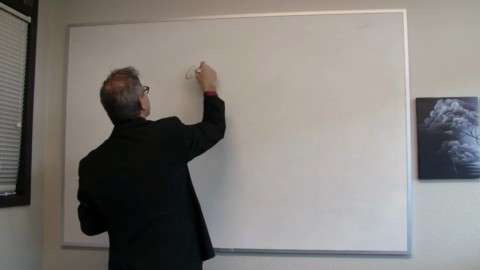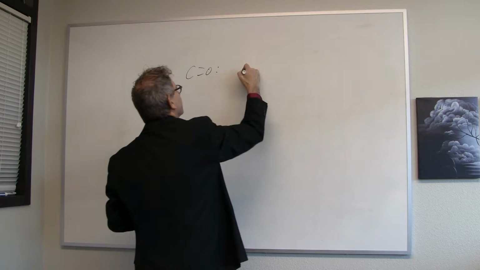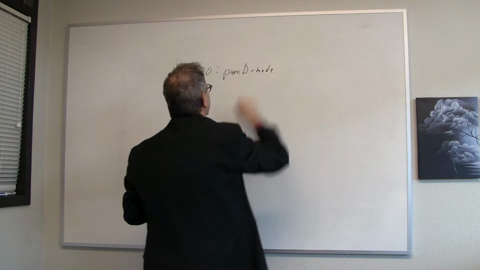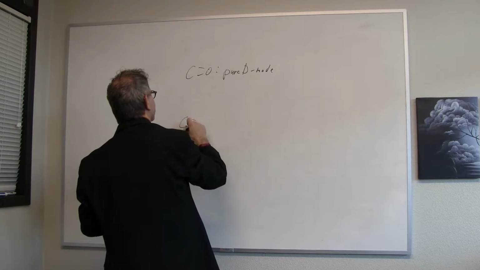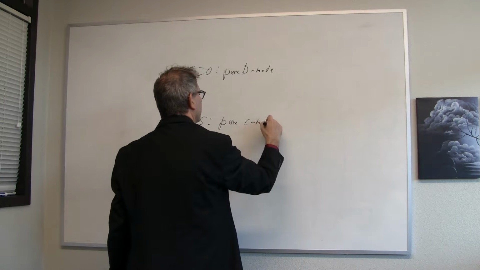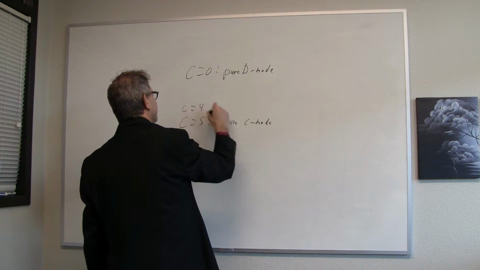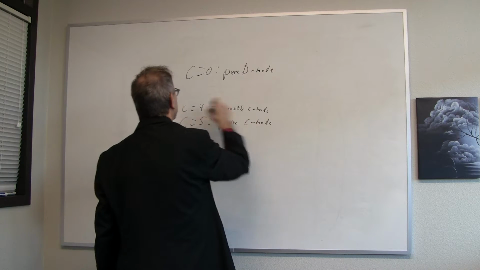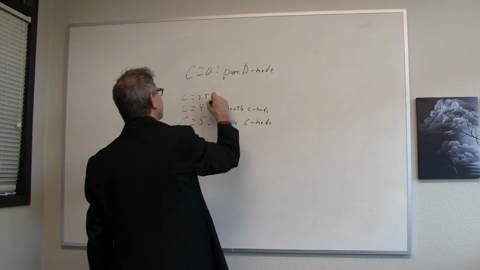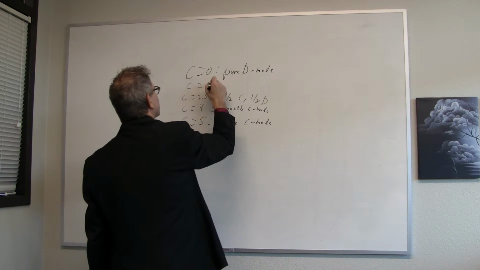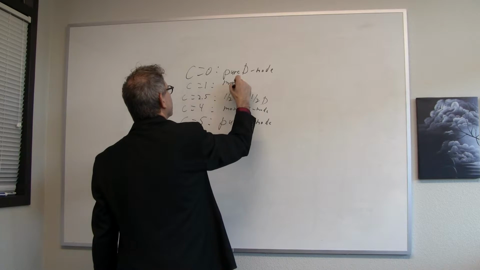So C equals 0, that's pure D mode, and I'll stick with 5 volts. C equals 5, that's pure C mode. C equals 4, that's mostly C mode. C equals 2.5, that's half C, half D. C equals 1, that's mostly D.